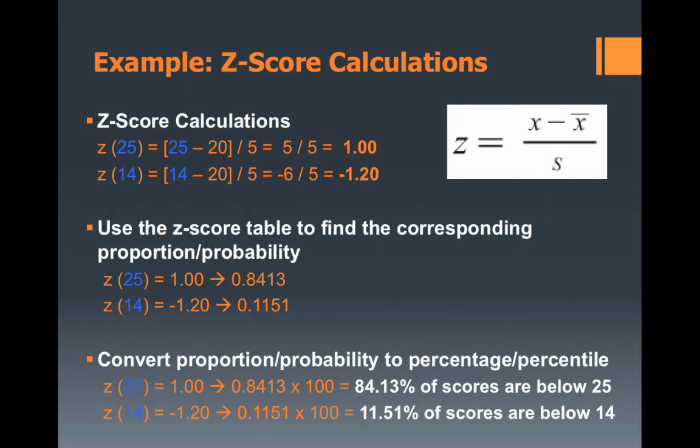Simply took our z-score, looked it up in the table to give a corresponding proportion or probability, and converted that probability to a percentage to give us our percentage of scores that are below 25 and below 14.